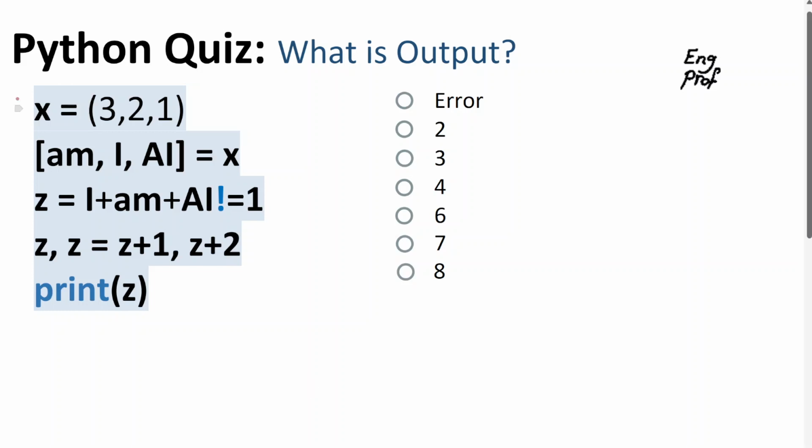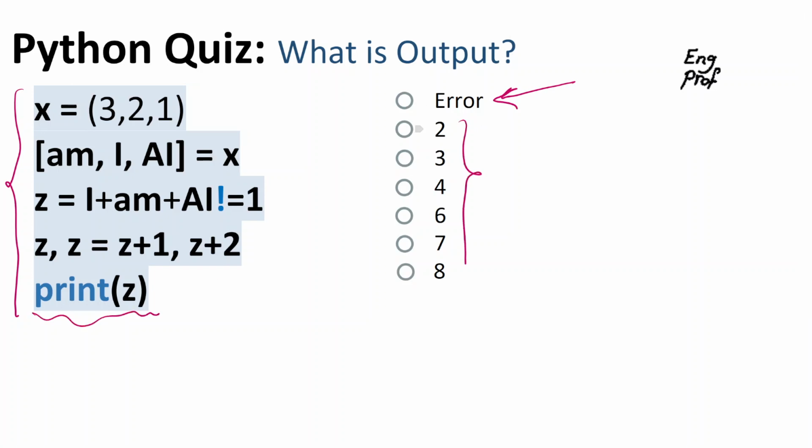What is the output of this Python code? Is it going to generate an error, or when we get to print z, is it going to print one of these numbers? So we need to find out.